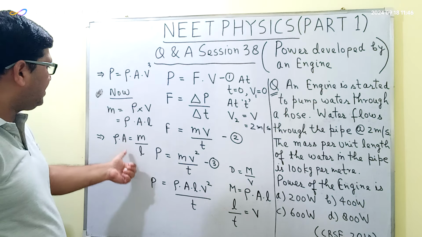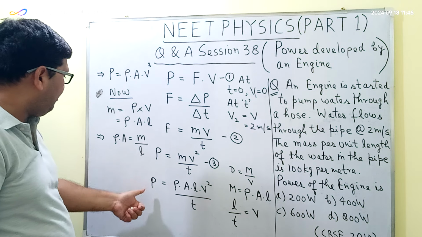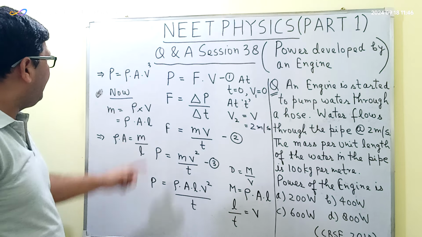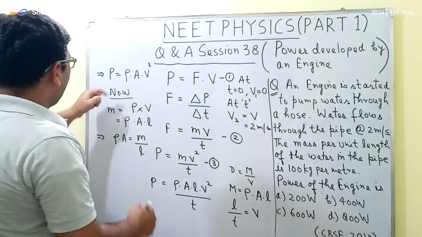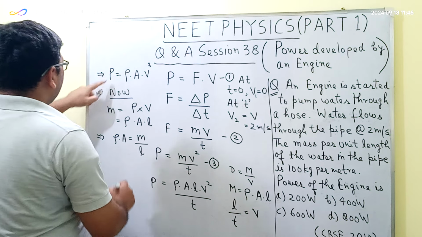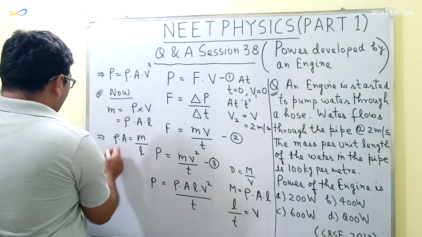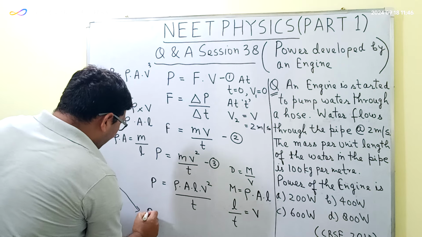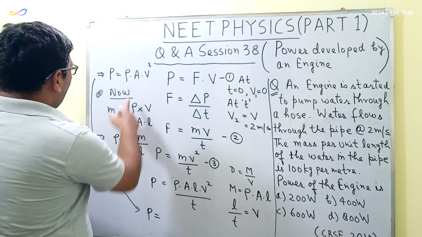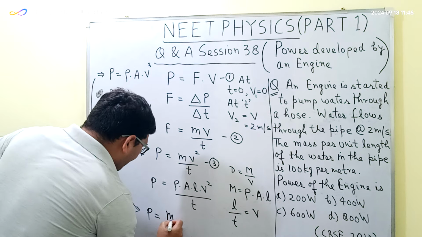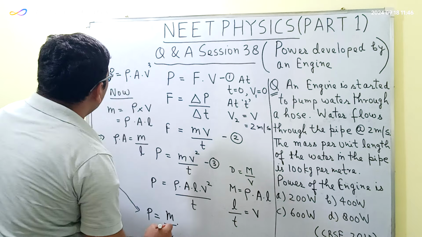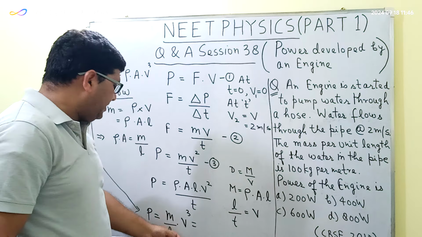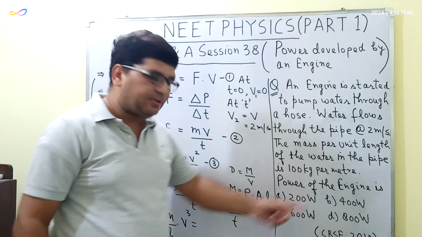So if I substitute this value of rho into A as M upon L, then this equation, this P, can be written simply as P is equal to, rho A is equal to M by L, so M upon L into V cube. Now M upon L is what? It is the mass per unit length.